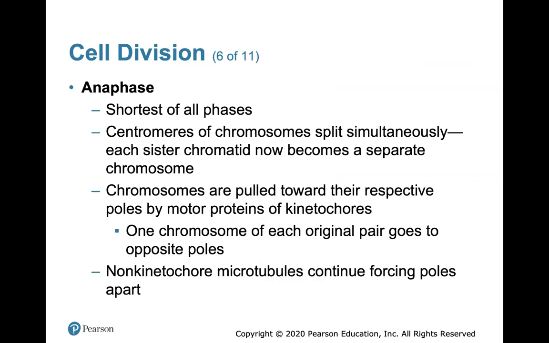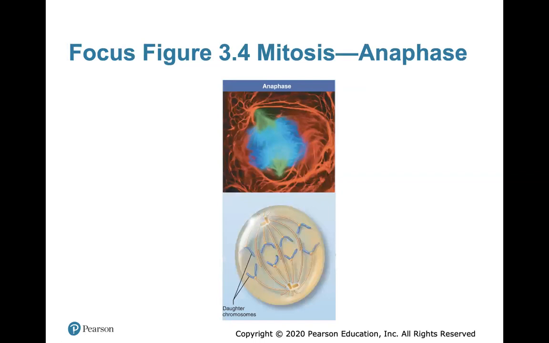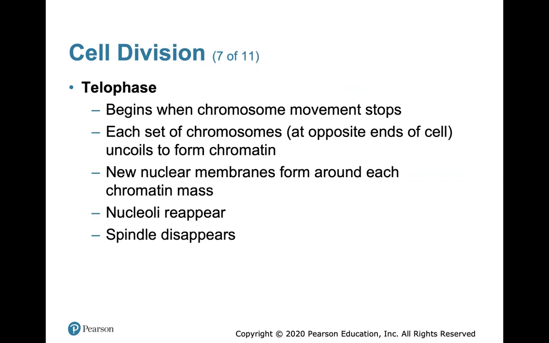So each sister chromosome will now become a separate chromosome, and chromosomes are pulled toward their respective poles by motor proteins of kinetochores. And here's anaphase. You can see the daughter chromosomes are being pulled apart. Then telophase begins when the chromosome movement stops.